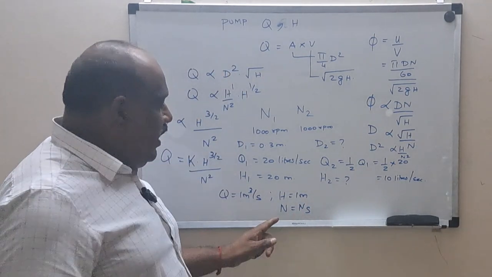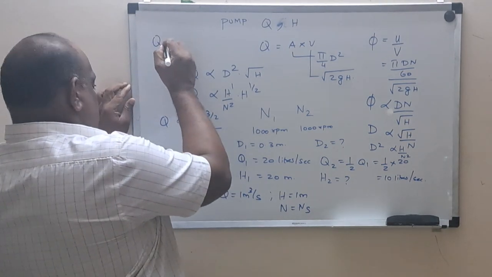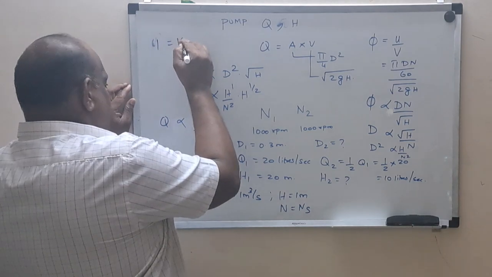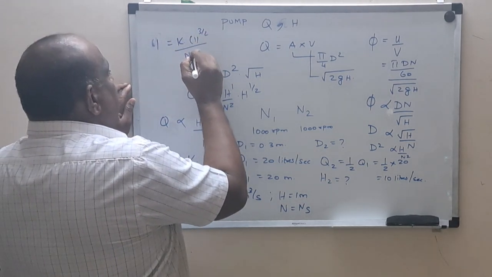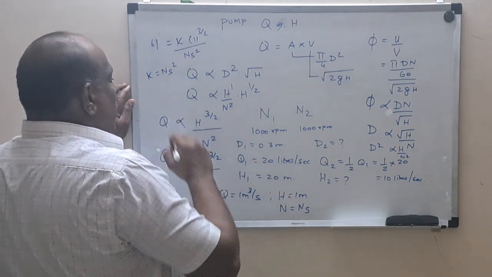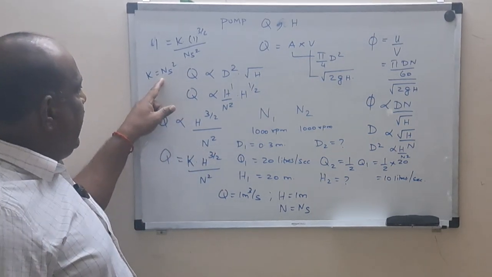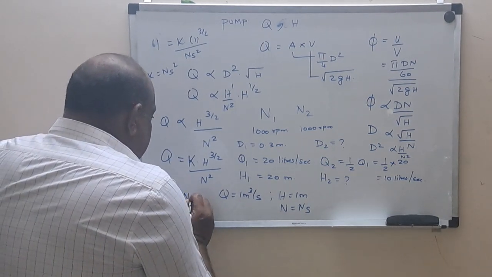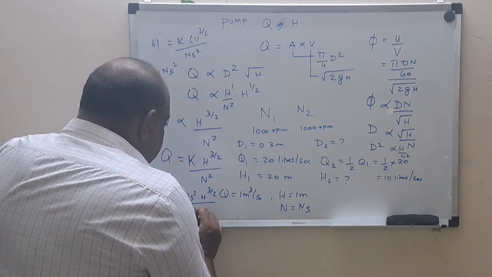My speed will become what? N will become Ns. So substitute over here. Q will become 1, K, H will become 1. What about N? N will become Ns squared. So from this, what is K? K will be equal to Ns squared. So we got the value of K equal to Ns squared. Substitute this value of K in this equation. So I will end up with Q equal to Ns squared H power 3 by 2 by N squared.